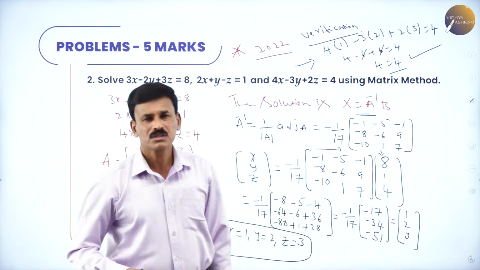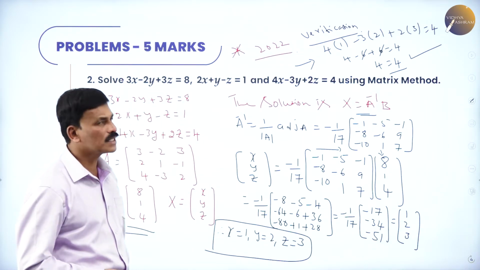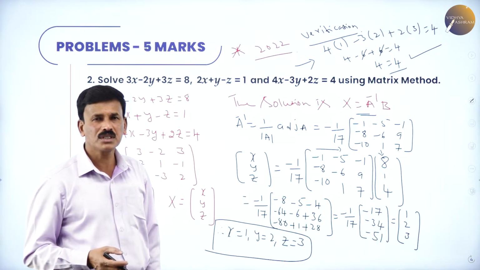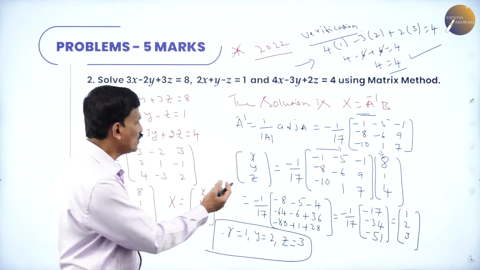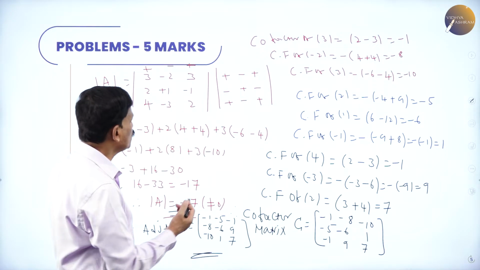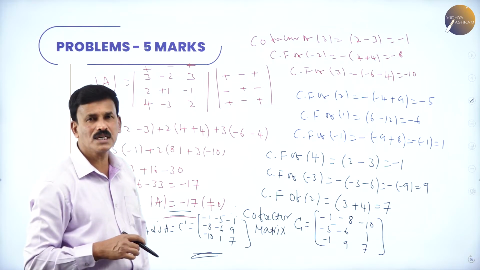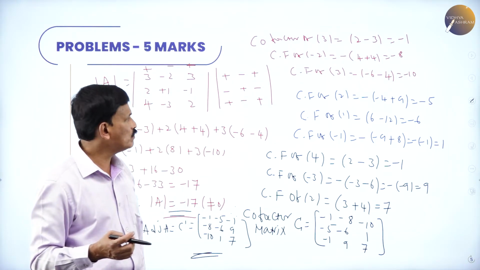So this is how we are going to solve simultaneous equations using the matrix method. Hope you followed. Just find out the cofactors and inverse, then multiply this inverse with the constant matrix. So how to find the cofactors? This is the procedure to find the cofactors for 3 rows and 3 columns. Now let us come to the next problem.